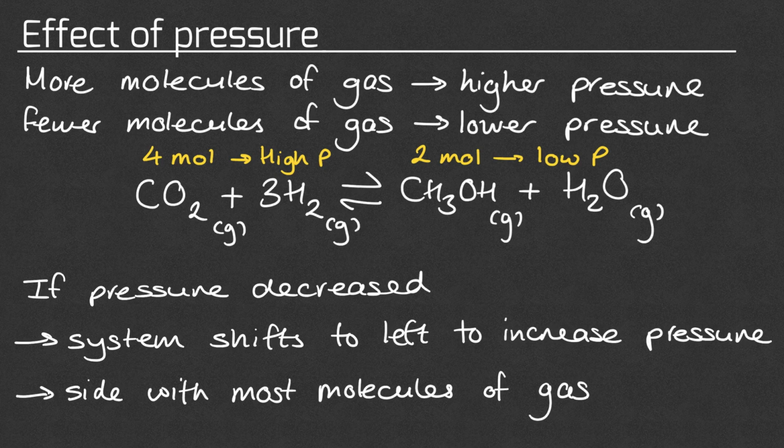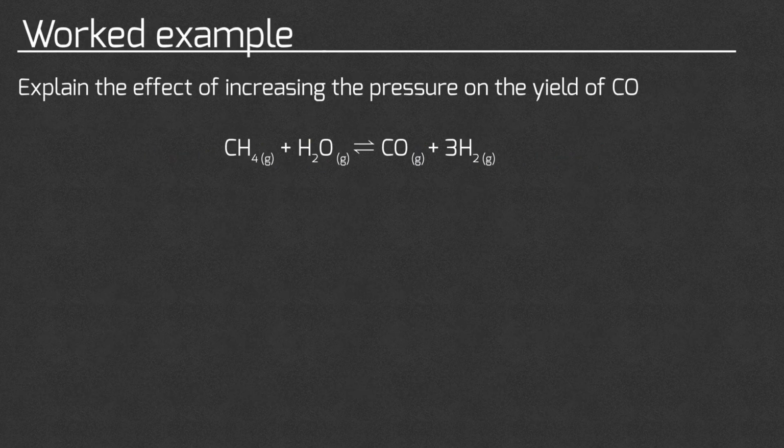Because the left-hand side is the side with the most molecules of gas, therefore the side with the highest pressure. So let's look at a worked example for this. We need to explain the effect of increasing the pressure on the yield of carbon monoxide. So the first thing we'll do is annotate the question. We want to know what happens to the yield of carbon monoxide.